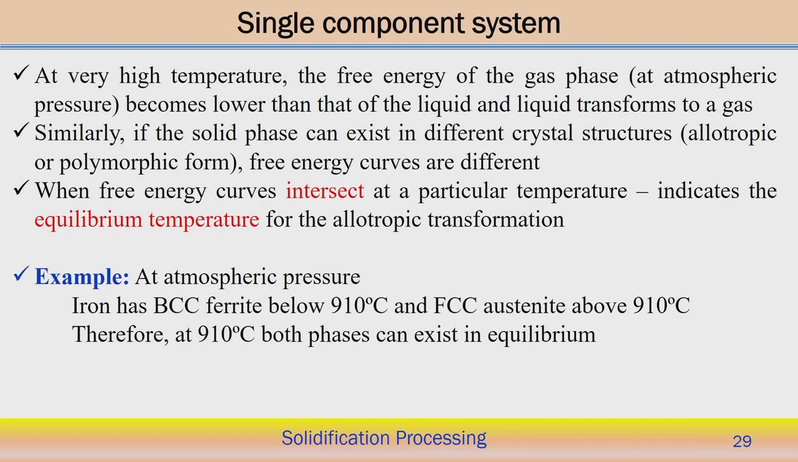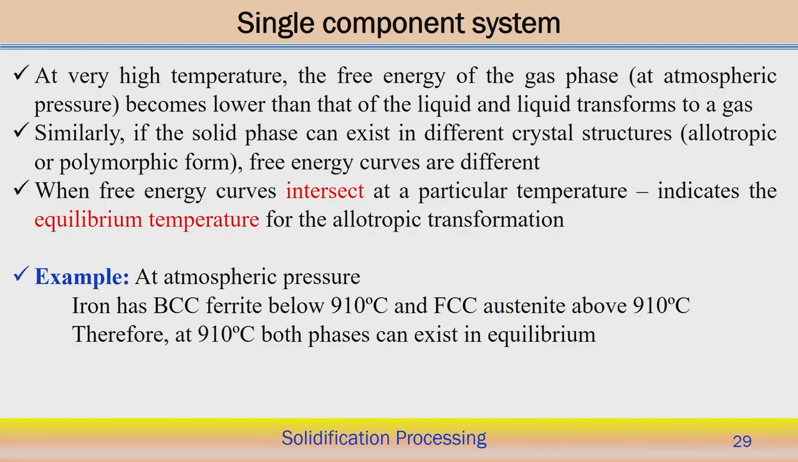But how can we indicate the transition point from one phase to another phase? In a similar way to how we explain the transition between the liquid phase and the solid phase, there will be equilibrium at the transition point. In a similar way we can explain a change within the solid phase, if the allotropic form changes from one structure to another structure; it will follow a similar analogy to that between solid and liquid phases. So, the free energy curves will intersect at a particular temperature, and that indicates the equilibrium temperature for the allotropic transformation, the equilibrium temperature between these two different phases.